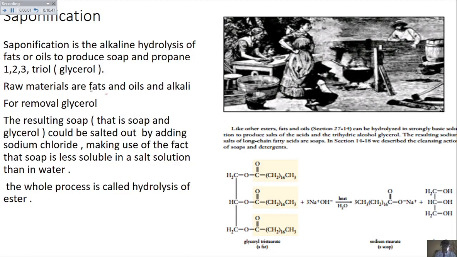Now let's talk about saponification. What do you mean by saponification? Basically, when we're talking about saponification, we're talking about alkaline hydrolysis. You need to understand what we mean by hydrolysis. It is the alkaline hydrolysis of fats or oil to produce what we call soap and propane-1,2,3-triol.